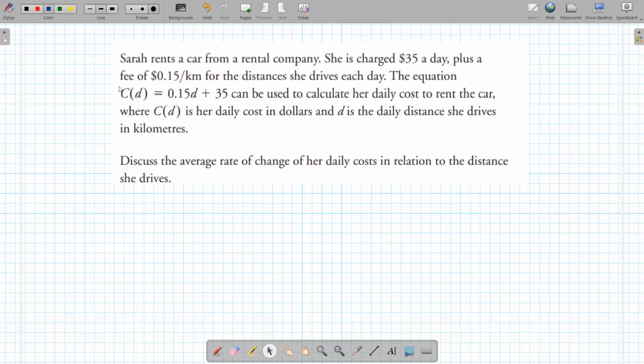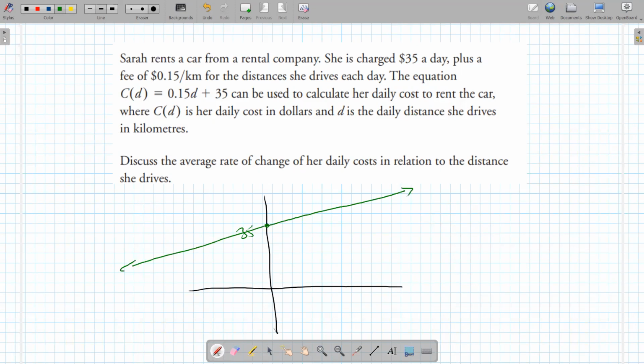So here we have a word problem. We are renting a car. She's charged $35 a day and 15 cents per kilometer. They've given us the equation. So the y-intercept is 35. The slope is 15 cents or 0.15. So it's going to be pretty flat. It's not going to be very vertical, but for our sake, let's do it like this. Let's use the notation they did. C of d is 0.15d plus 35. So this is the equation that we have.